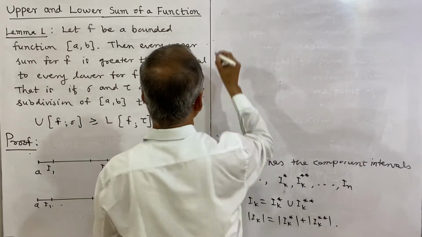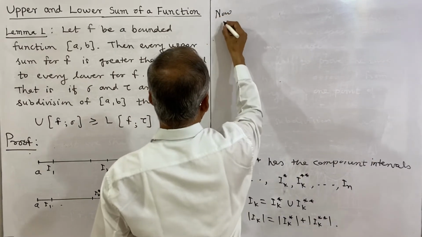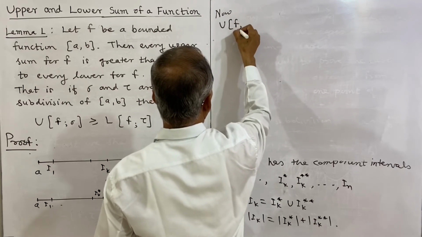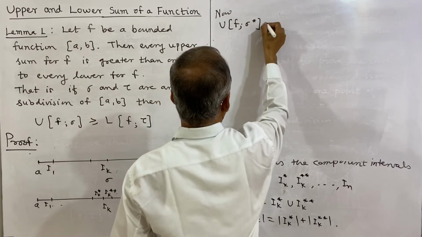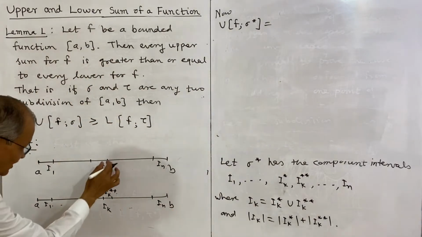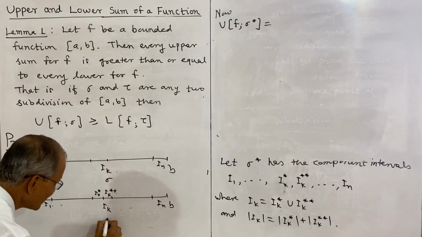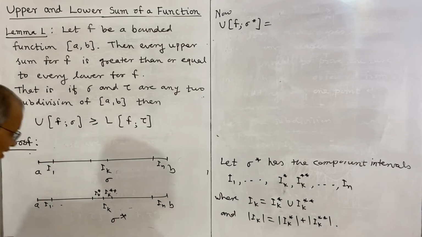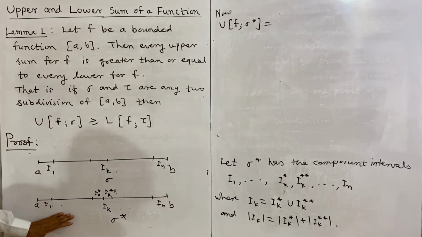Now, the upper sum of f on sigma star. How to obtain this? By definition, this is sigma star, this is sigma. So this subdivision we have to consider, and that will be the summation: maximum value of f on I1 into length of I1, etc.